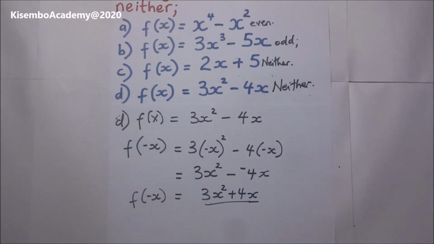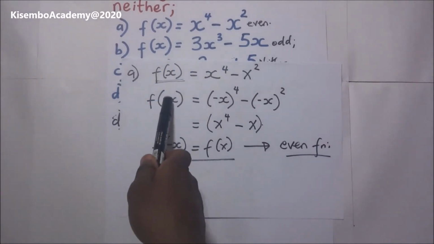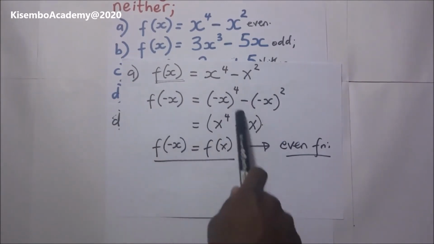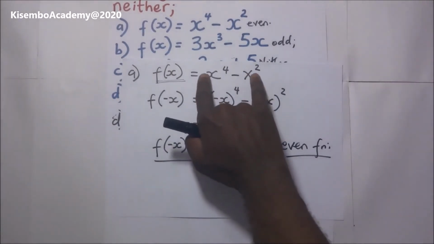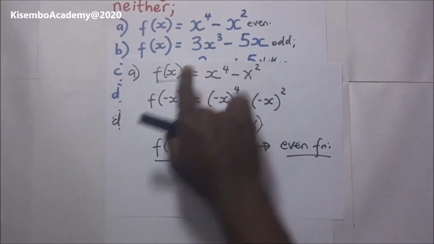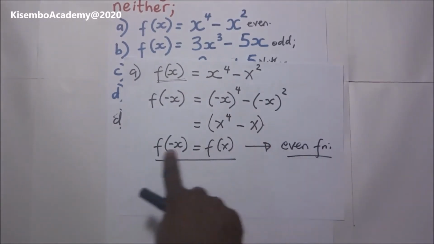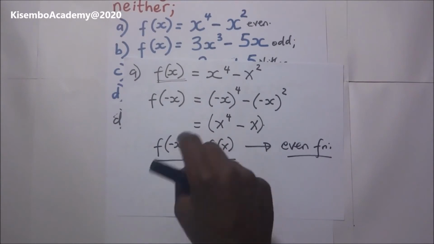So what kind of conclusion are we coming to here when it comes to odd functions and even functions? This is the conclusion. For even functions, when I plug in a negative x and my working is such that it brings back the original function, it means that that is an even function. When I plug in a negative x, it brings back the original function.